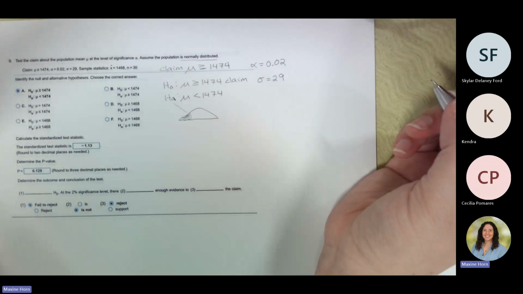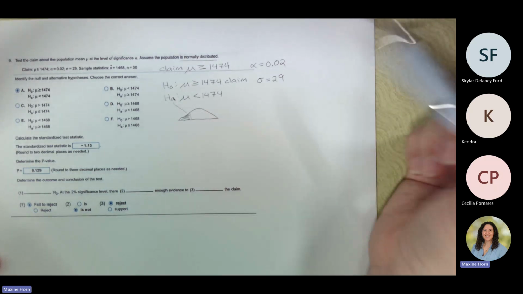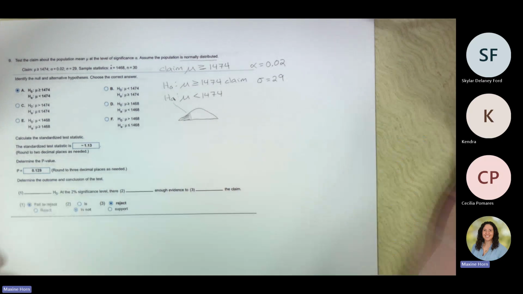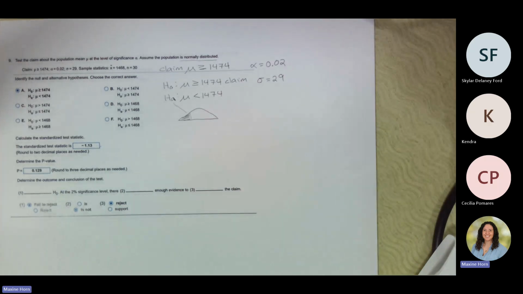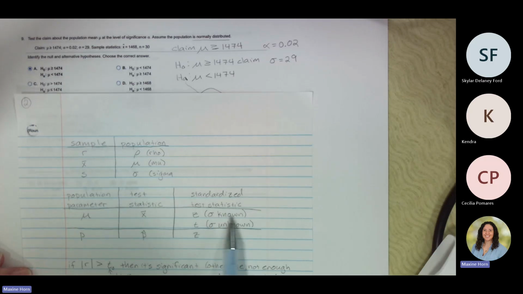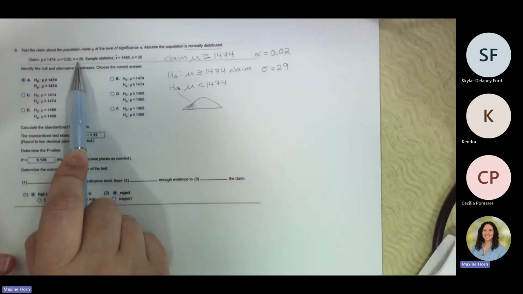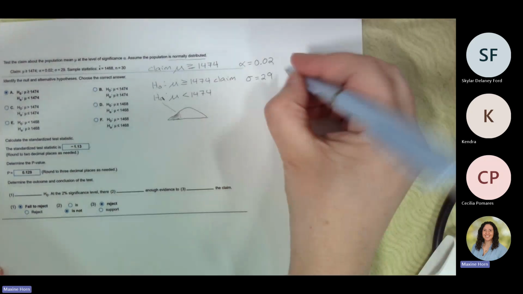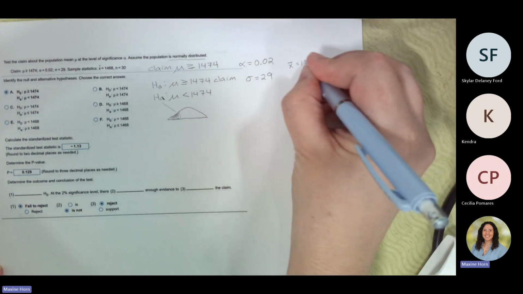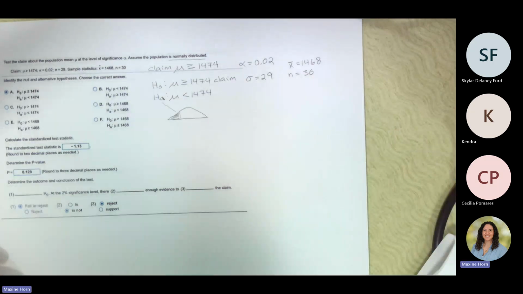That tells us which menu we're going to use in the calculator. The fact that we do have a population standard deviation means we're going to be using z-scores rather than t-scores. Remember, if we know our population standard deviation, we use a z-score, whereas if we don't know it, we use t-scores. So we do know it, and then it gives us some of our sample statistics. We've got our sample mean is 1468, and our n, our sample size, is 30.